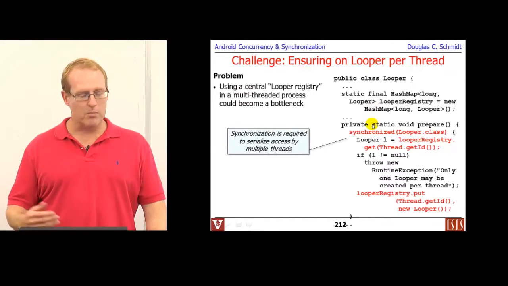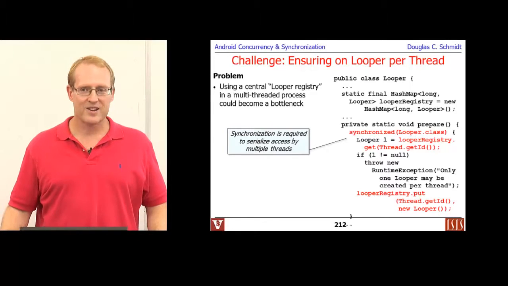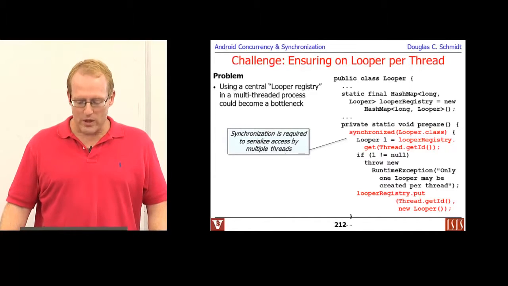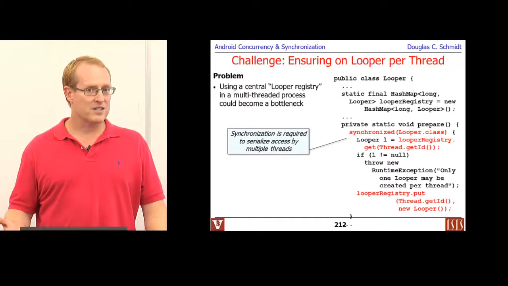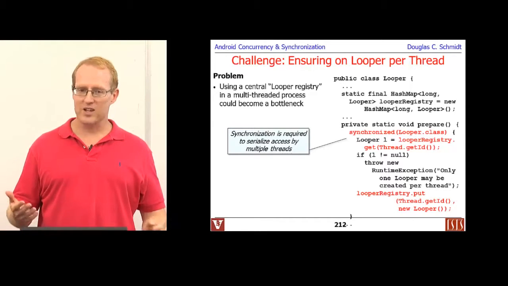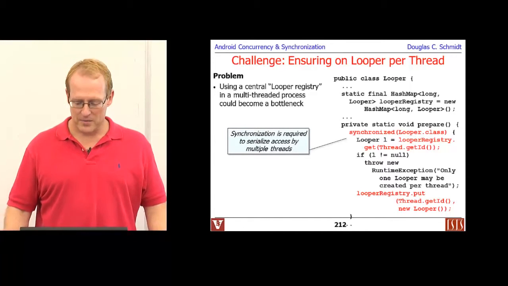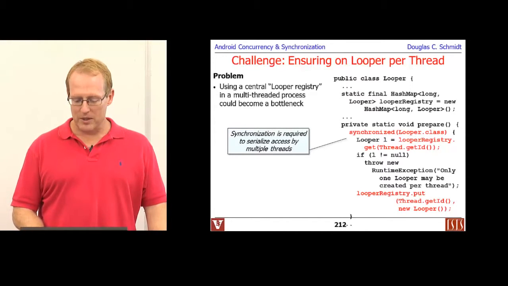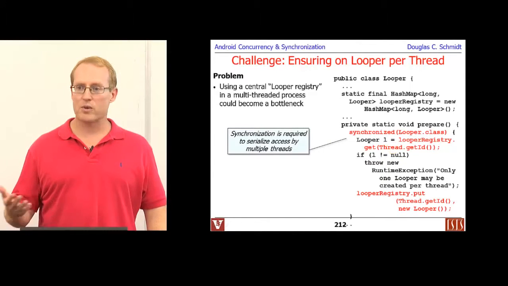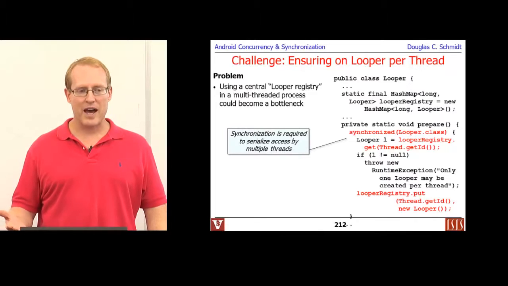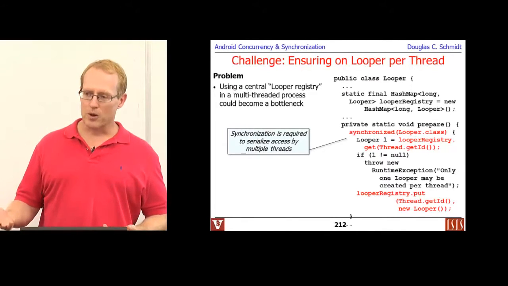When the prepare method is called, the prepare method is the method that checks to see whether or not there's more than one looper. What we could do is synchronize on the looper class. Because this is a static method, we can't use this. We'd synchronize on something that we know to be there, like the looper class. And then we would look up in the hash map to see whether or not we already had a looper registered with this thread ID. In this particular case, we have a hash map that maps thread ID, which is a long, to looper.